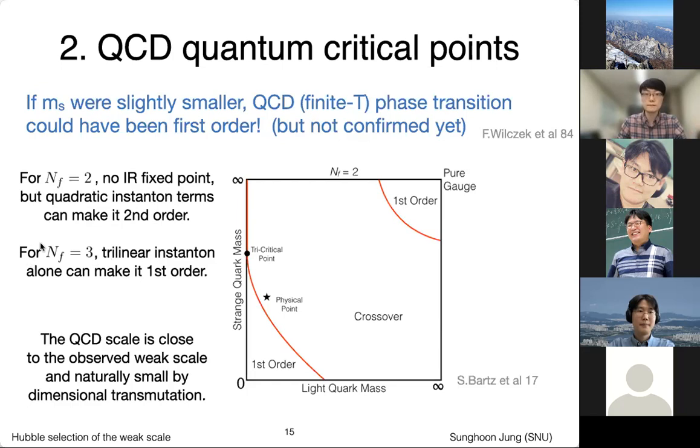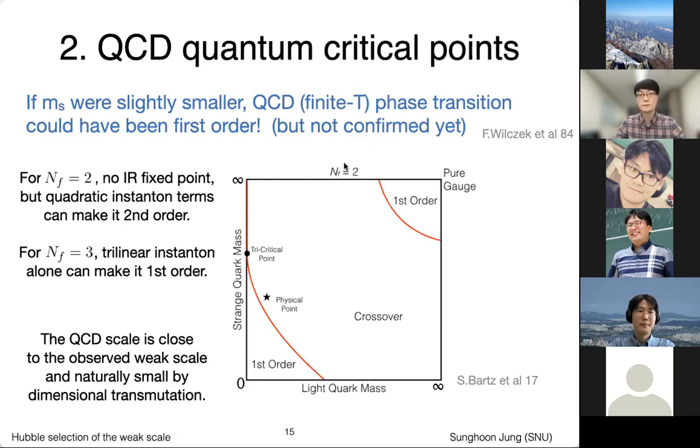But for three light flavors, the instanton contribution is now trilinear, odd under parity flip. And that alone can make it first order. So that's a very basic argument for why, if we have a light strange quark, we can have a first order rather than second order, okay? And all these are finite temperature arguments.